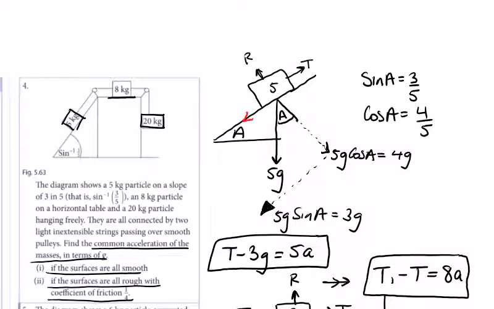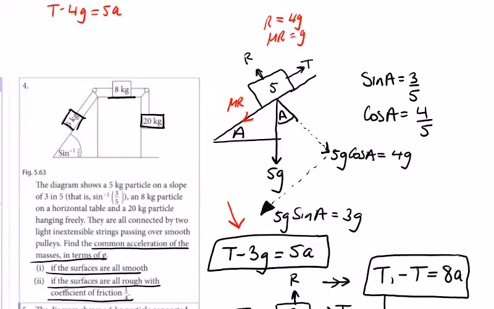So back in this direction, I have mu R, which is equal to my 5g cos alpha, which now comes into play, so 4g, and the coefficient of friction is a quarter, so mu R is equal to g. So the equation will become T minus 4g is equal to 5a. Just an extra g getting taken off here.